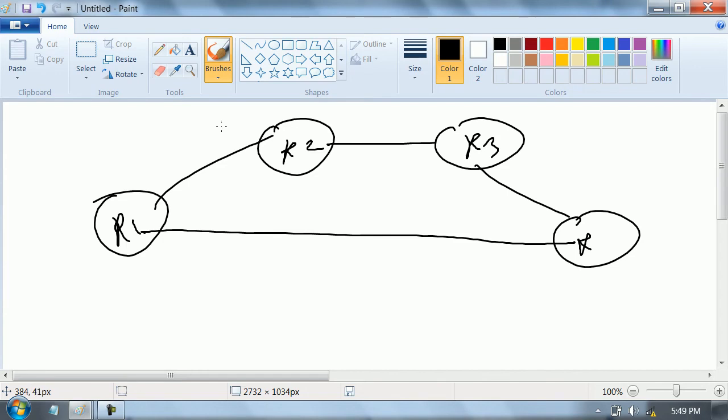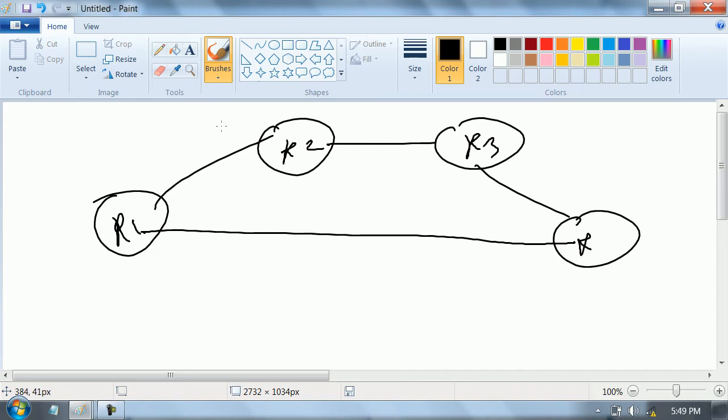Let me say what he is saying: for R1 there will be two paths, agree? For R2 there will be two paths, for R3 there will be two paths, for R4 there will be two paths. Agree? For every router there will be two paths.